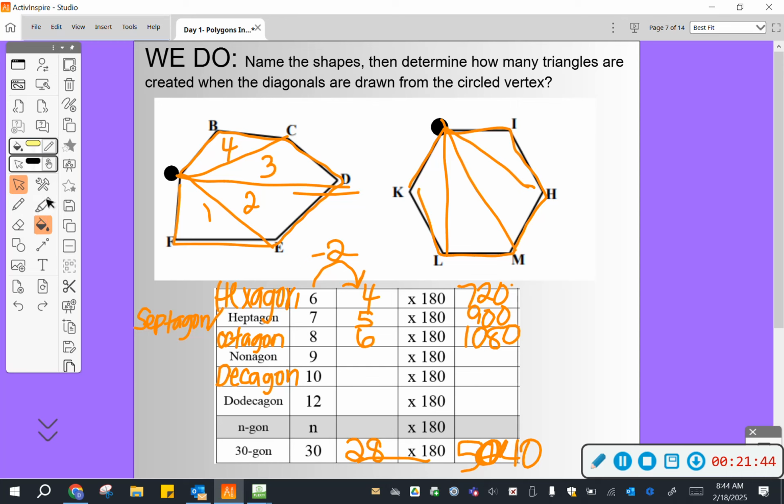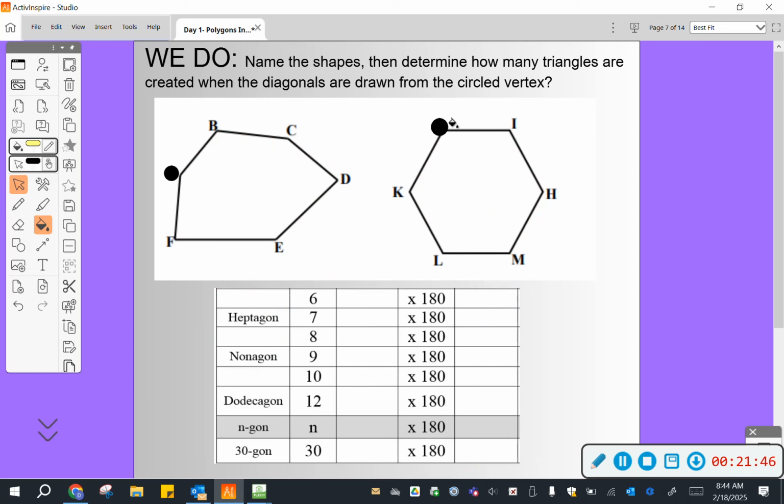If I know, let's clear this out. If I know this is a, how many sides does it have? 1, 2, 3, 4, 5, 6. We said a hexagon has, I think we said 720, didn't we? How come it's not writing?